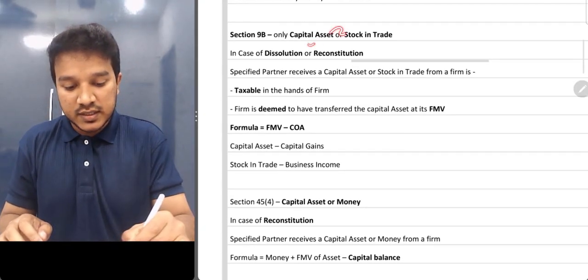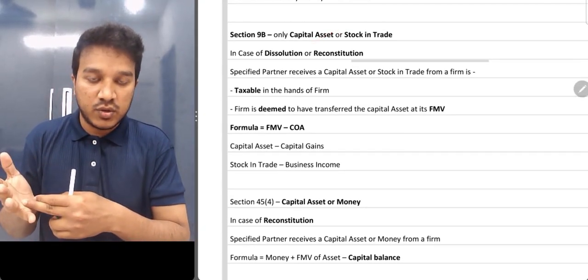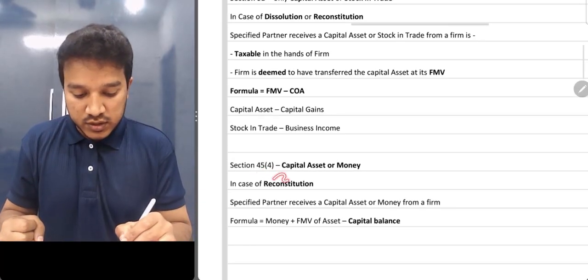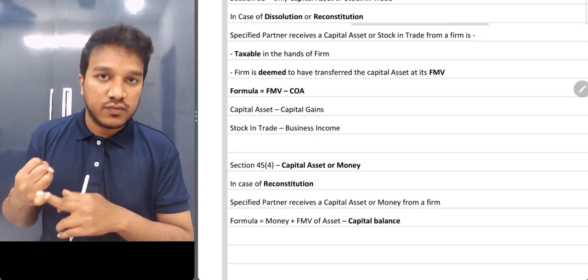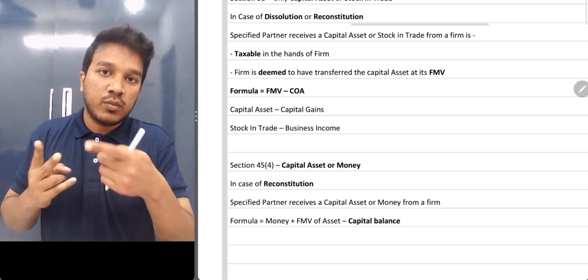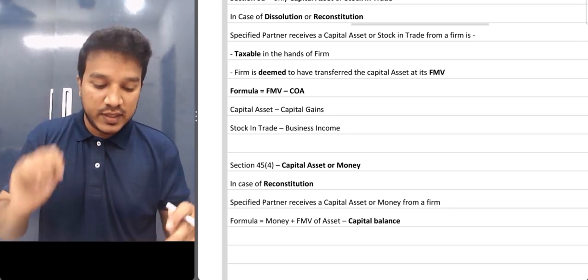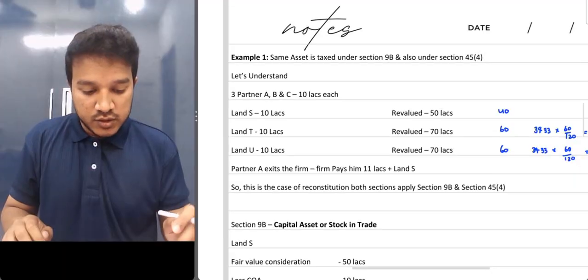Here also a capital asset is coming. You are calculating tax under section 9B, and then in the reconstitution case, here also a capital asset is coming, and you are calculating tax under section 45(4). So this could amount to double taxation, but the answer is no. How? I'll explain. So what is happening here?